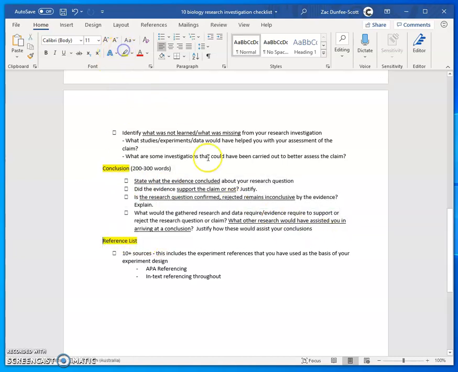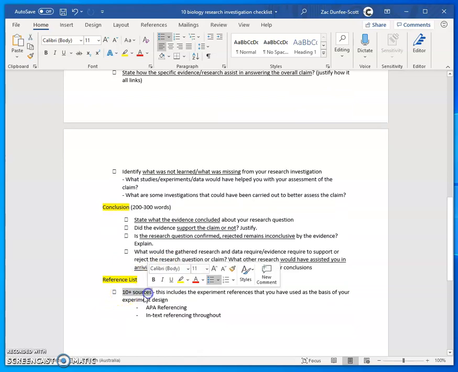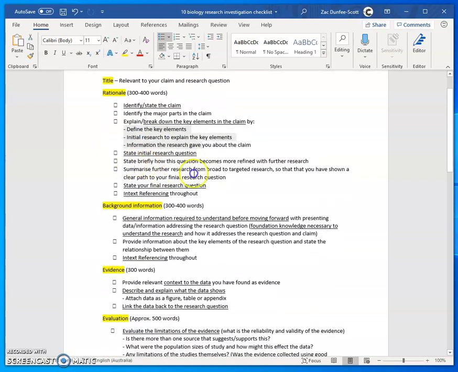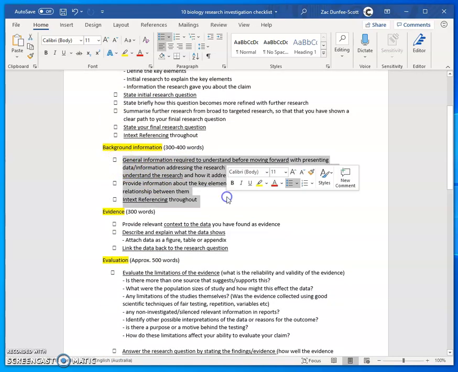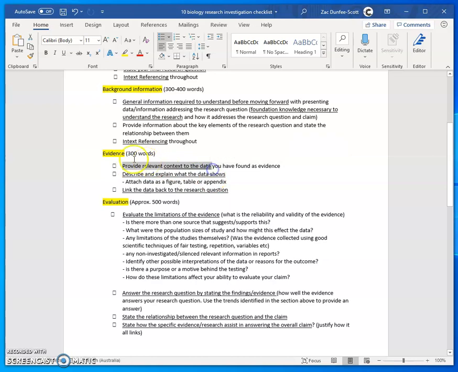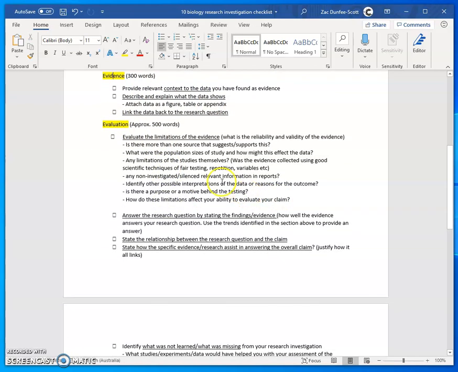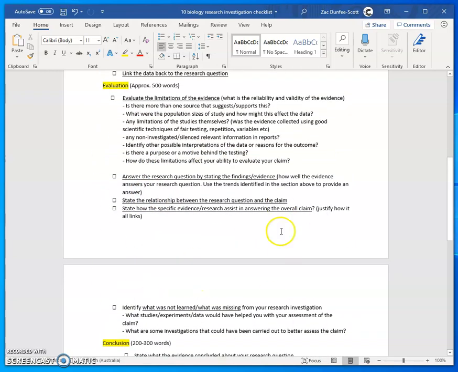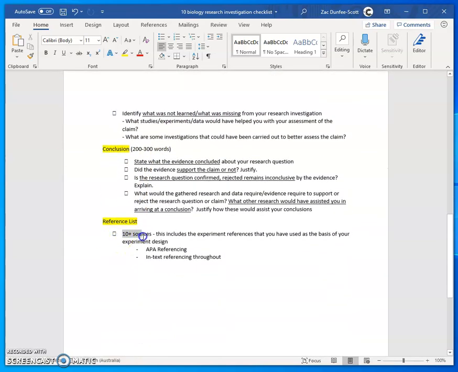Remember, in-text referencing is extremely important. You need at least 10 sources throughout your assignment, with APA referencing and in-text references throughout. I need at least 10 because you'll have a bunch in your rationale defining the key elements and your further research. You'll have a bunch in your background information defining all the key parts of your research question. You'll have some when you're talking about the context of the evidence, and you might even have some in the evaluation. But most of the evaluation will be you breaking it down and evaluating. But you need at least 10 sources.